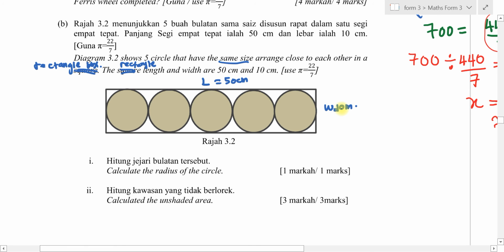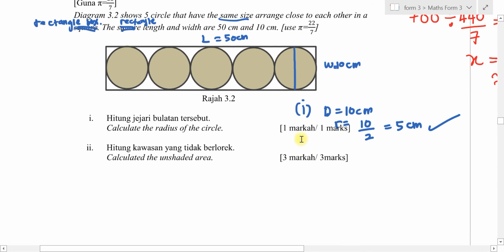Now calculate the radius of the circle. Very simple. You can take the long way or the short way. The short way, you see here, the total is 10 centimeter, right? But that one is diameter. So I get the diameter 10 centimeter. So radius is actually 10 divided by 2, so 5 centimeter. Finish. Part 1.